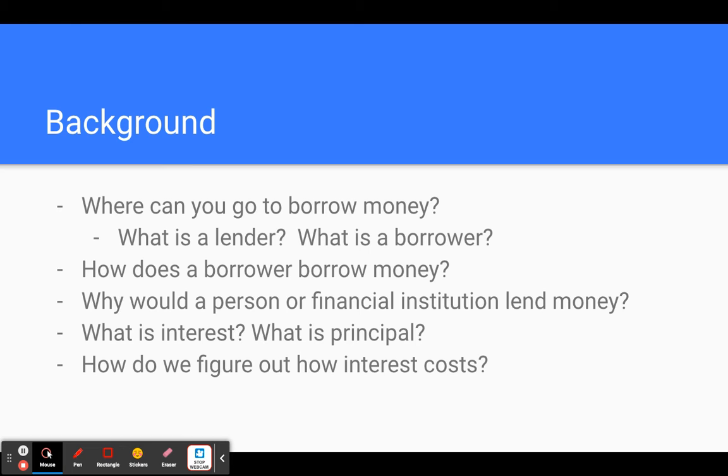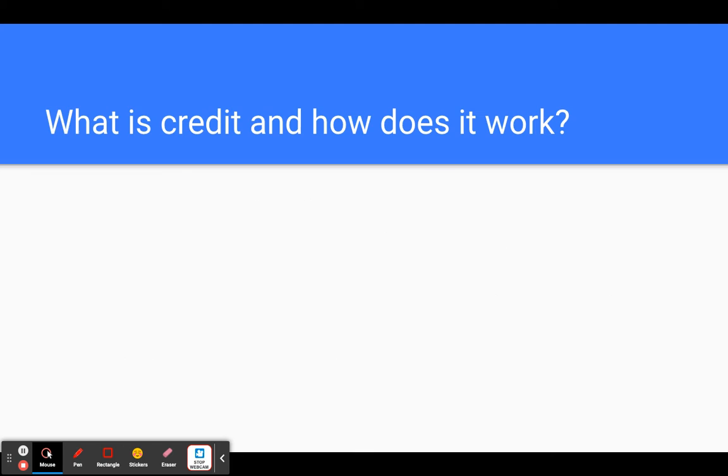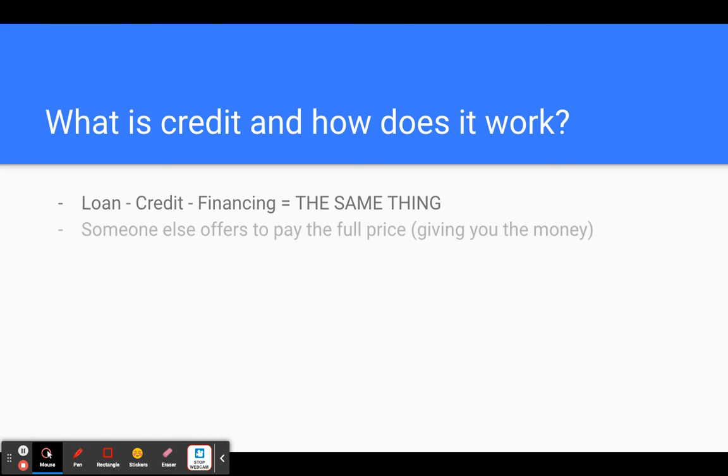How do you figure out interest costs? We'll go through a formula here in just a minute to do that. Okay. So another thing I just want to go over here, you'll hear names for lending money or for giving loans to people. You'll hear a few different things. They're called a loan, they're called credit, it's called financing. That's all the same thing. Okay? Just different ways of saying the same thing.